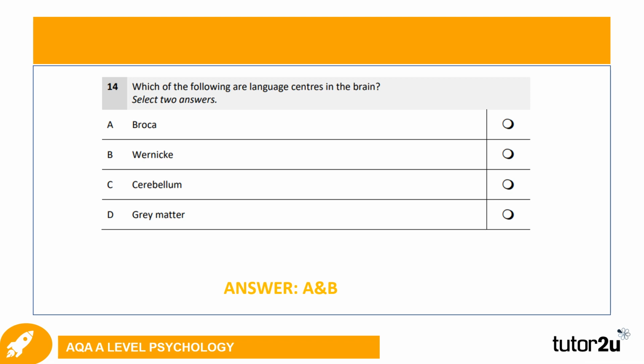So hopefully you all went correct with this one. Of course, the correct two answers were Broca's area and Wernicke's area, so A and B. Broca's area and Wernicke's area are both parts of the brain which are associated with language. Sometimes we hear of disorders called Broca's aphasia or Wernicke's aphasia, and this is when somebody tends to have difficulty with their speech or difficulty with their language.